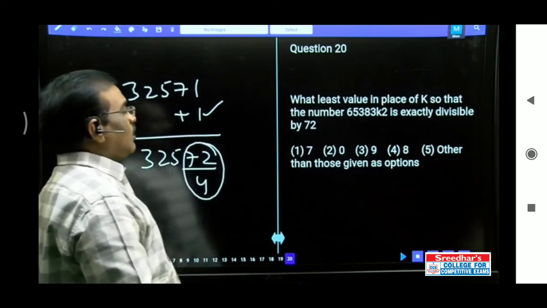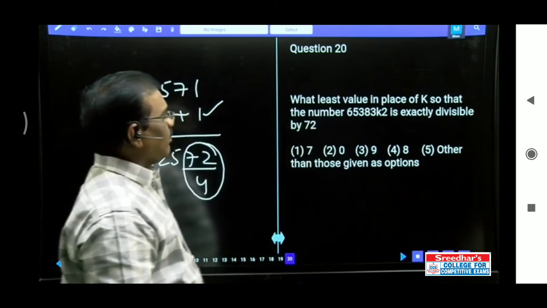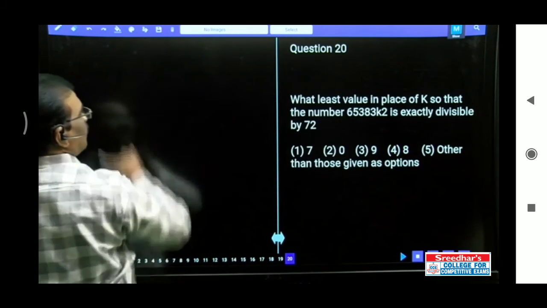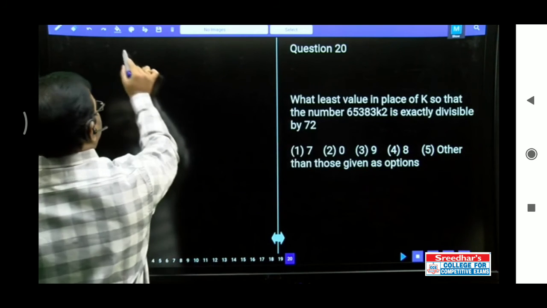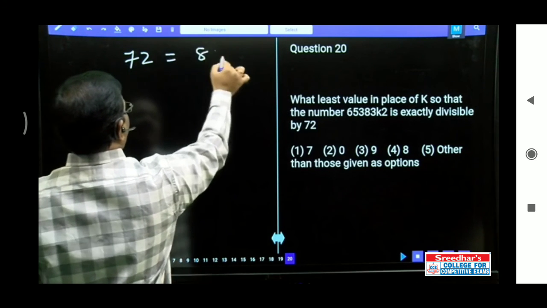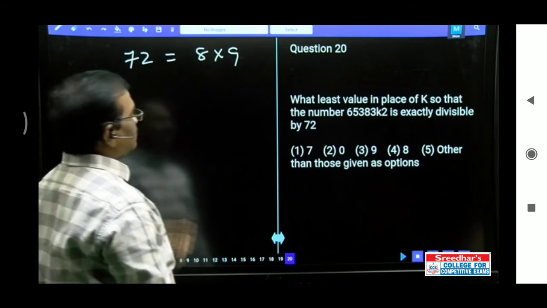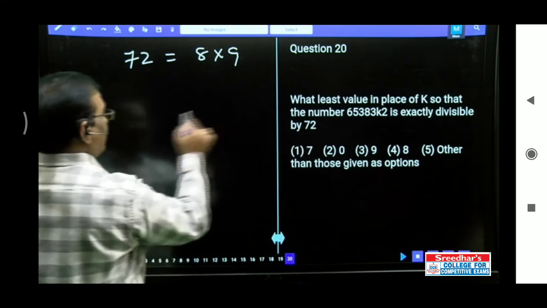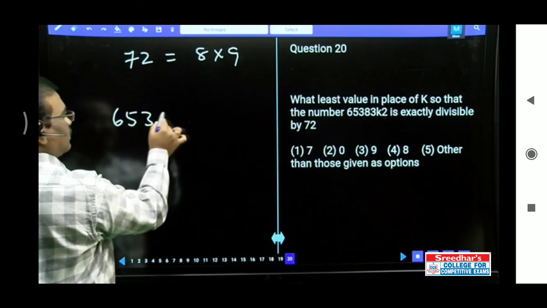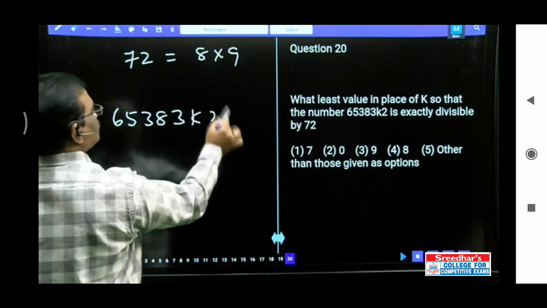The last question: what least value in the place of k, the number is divisible by 72. 72 divisible అవ్వాలట. 72 divisible అవ్వడం అంటే if a number is divisible by both 8 and 9 then it is exactly divisible by 72. Okay, so నెంబర్ ఏంటో చూద్దాం, 6 5 3 8 3 k 2.